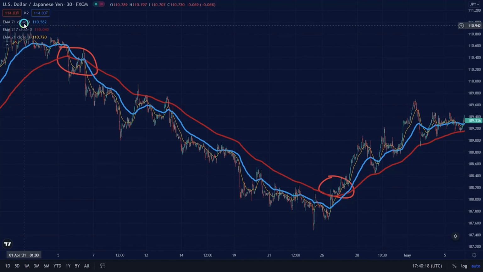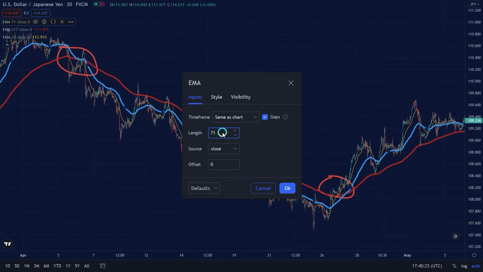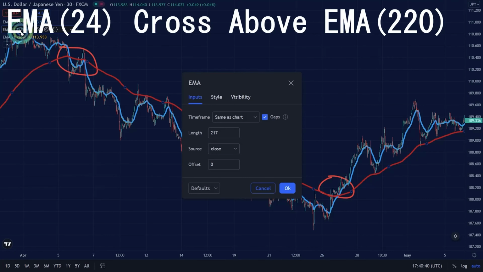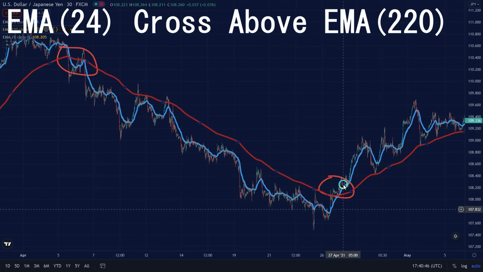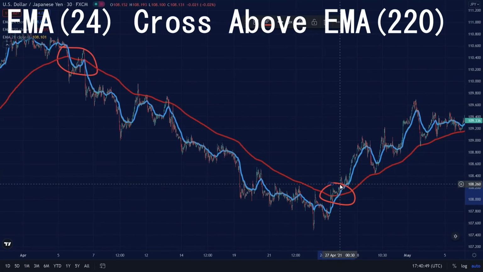And that is really important if you are a trend trader, because then you know your profits will be vanished by the ranging markets or the reversal of the trend. That's not the goal. Now, for this we will need a 24 period EMA, and then we will need a 220 period EMA. And when the smaller EMA crosses above the bigger EMA, then we close the trade.